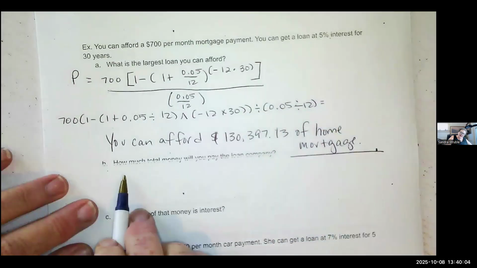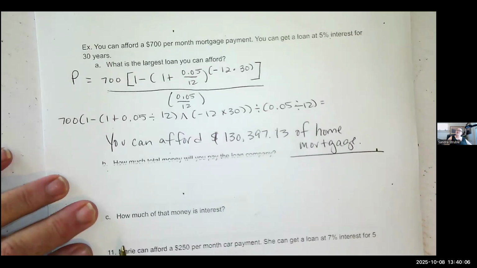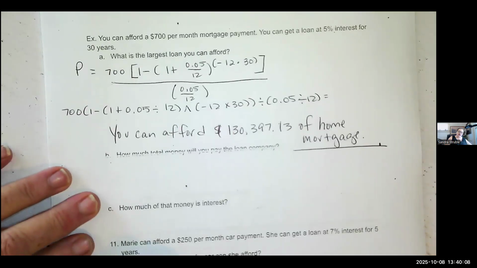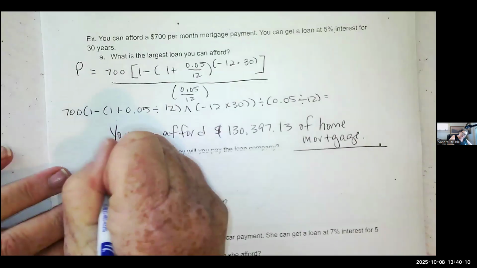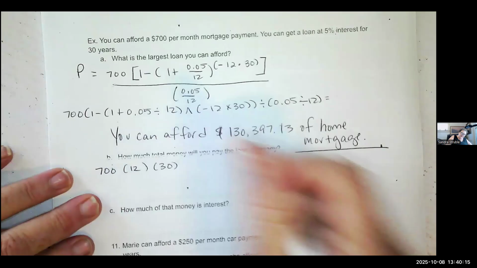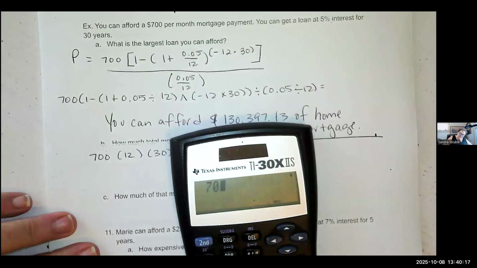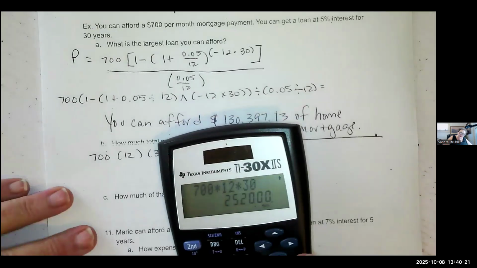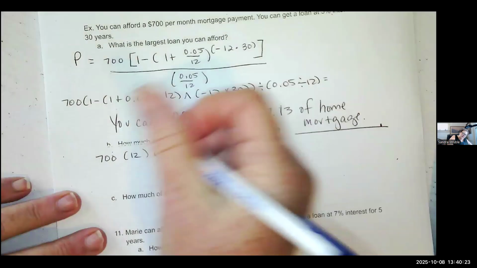All right, the next question I'm going to ask you is how much total money will you pay the loan company? How much are you going to pay on this loan? And that's just your monthly payment, monthly times 12, and then 30 years. So you're going to pay the bank $252,000 for this home.